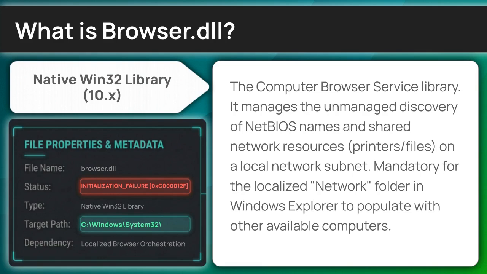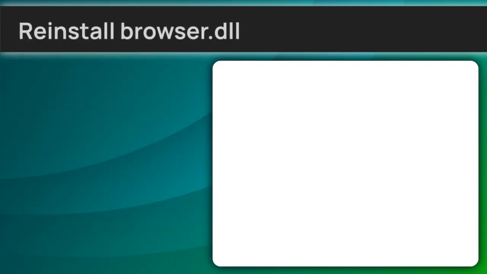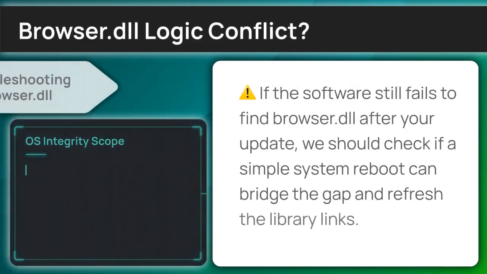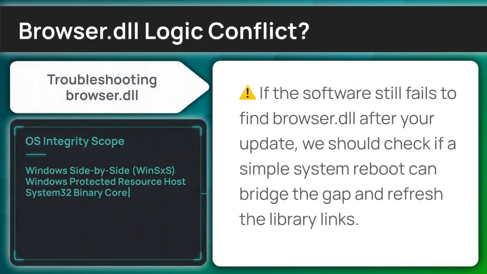Let's transition to the solution, starting with the official Microsoft redistributable. A missing Browser Library DLL usually suggests that a failed update removed a critical piece of the Localized browser orchestration integration, so reinstalling the latest version of your software, where the error was shown, will automatically restore the library and update the registry links. If you're still seeing the missing file notification, we should attempt to force a synchronization between the software and the OS.